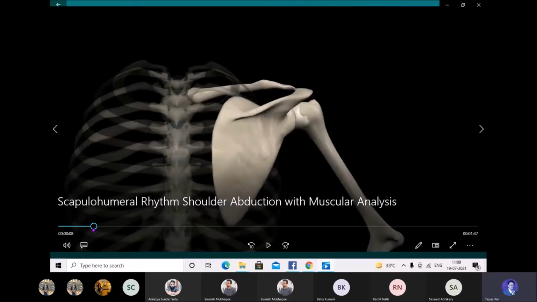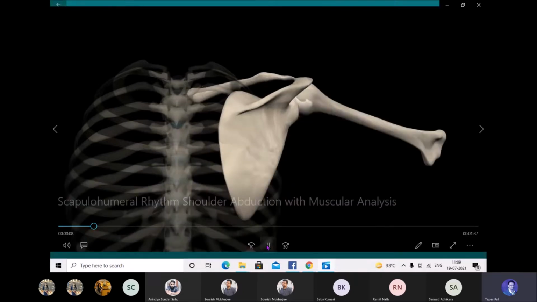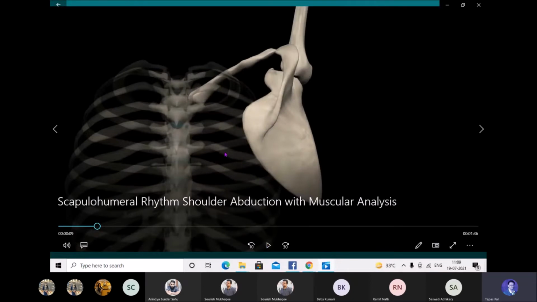So once more to see from here, you can see how the rhomboideus is present over here, and whenever you do the abduction motion, the rhomboideus will be relaxed from here, and there will be a contraction of the other group of muscles, the serratus, and that's how the abduction happens by the contraction of the deltoid middle fiber with the help of the supraspinatus, from the glenohumeral joint.